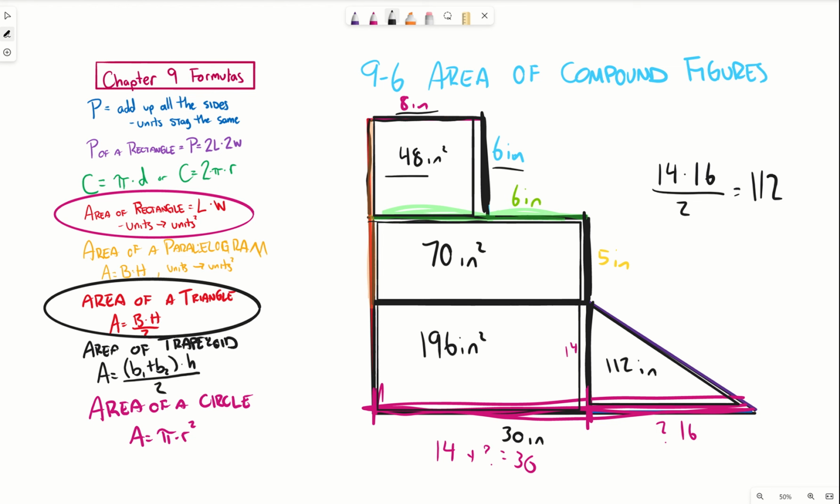Now, my total area, I'm going to add all of these together. 48 plus 70 plus 196 plus 112 equals a grand total area of 426 inches squared.